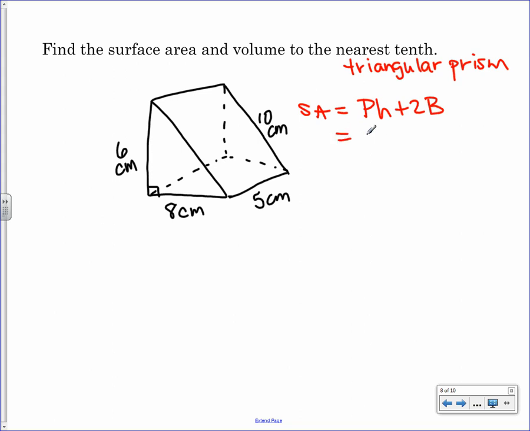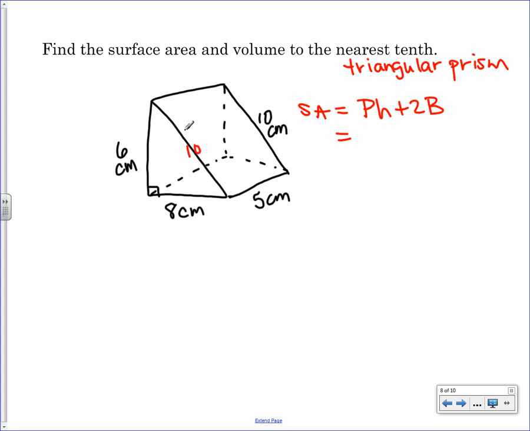So perimeter of the base. So we've got a 6, an 8, and a, I don't know. Oh, how'd you guys get that so fast? It's on the other side, right? Let's pretend they didn't tell me this was 10, which makes this 10. Let's pretend for 2 seconds they didn't give that to me.